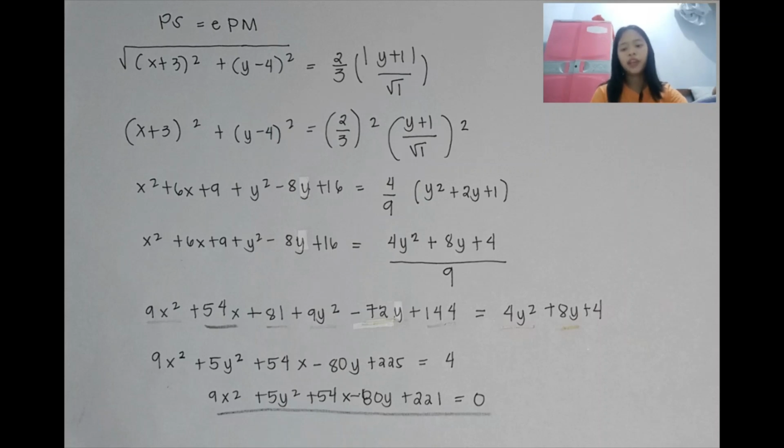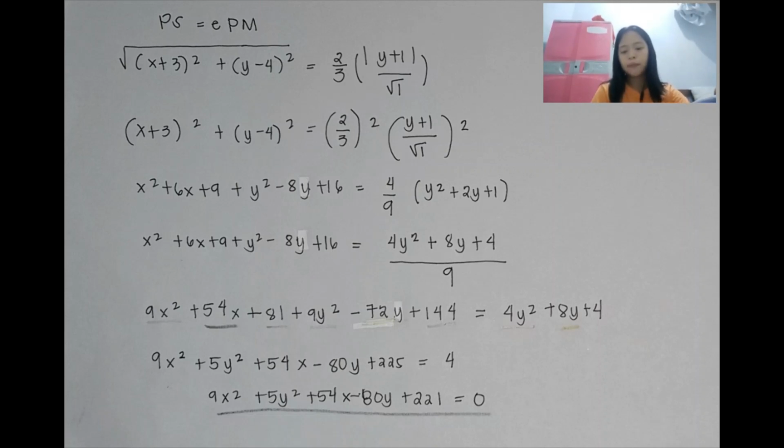So, to simplify, x plus 3 squared giving us x squared plus 6x plus 9, and y minus 4 squared giving us y squared minus 8y plus 16. And the square of 2/3, so 2 squared is 4, 3 squared is 9. So, dito naman, ang square naman ng y plus 1 giving us y squared plus 2y plus 1. We all know that square root of 1 is 1. So, 1 squared is 1.